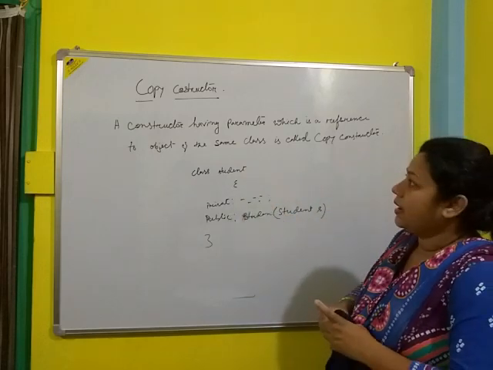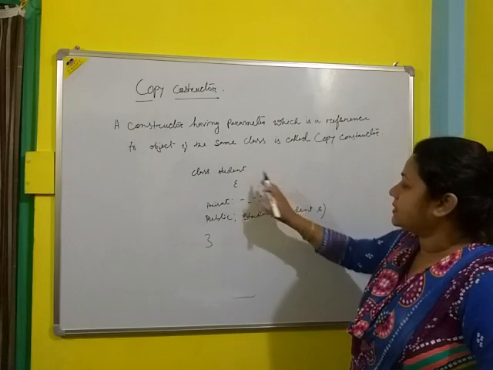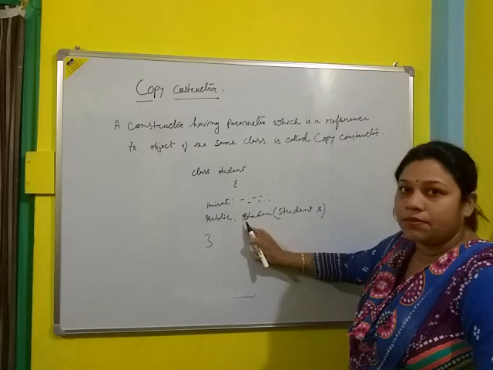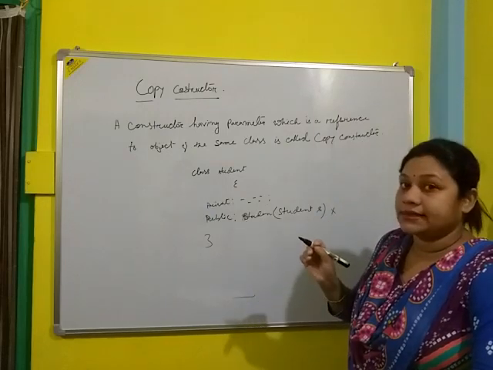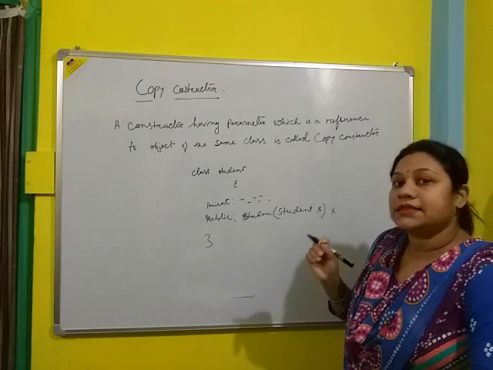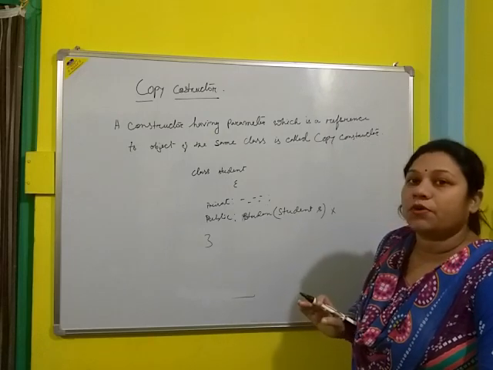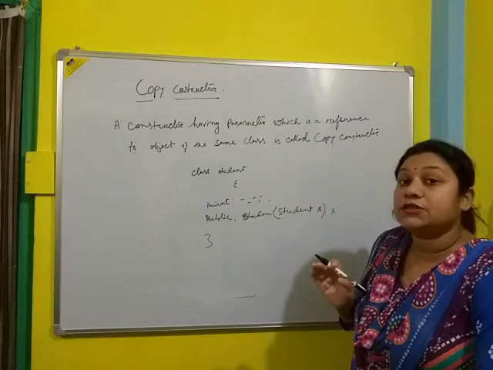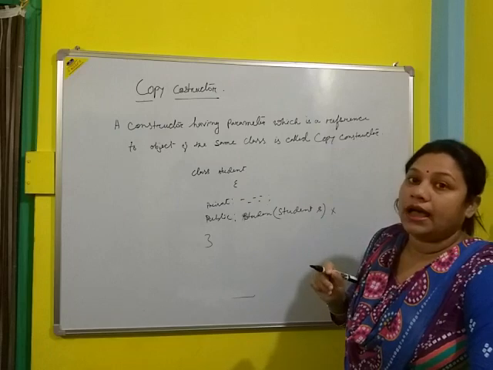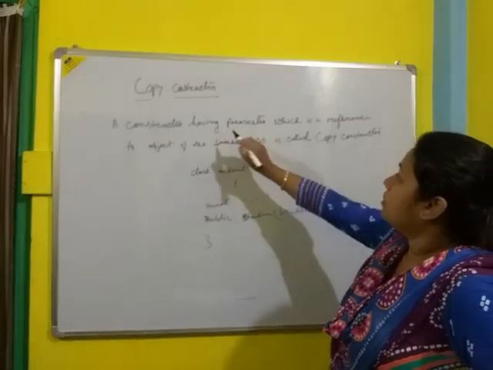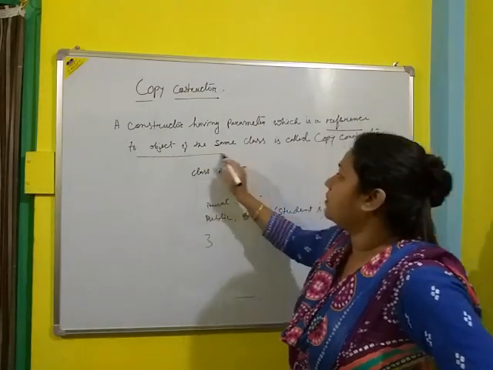Now if I use this object as an argument of the constructor body, which is illegal, that means you cannot pass the object of the same class as an argument to the constructor body. But it is possible. We are going to make it possible. How? Because we are going to use the reference of the object of the same class.